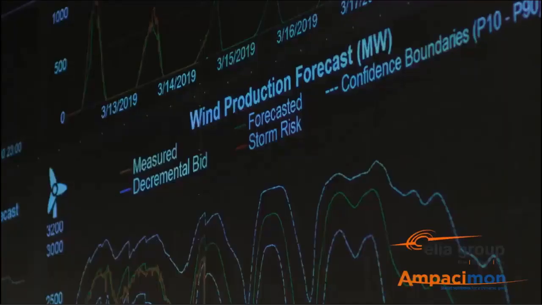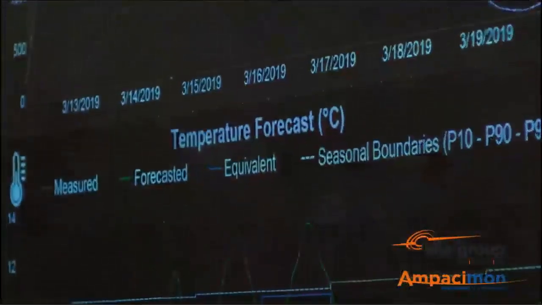What I really like about the Ampacimon technology, certainly if you compare it with other technologies, is that it actually measures the sag of the line. So it's very reliable, because other technologies might forecast or use algorithms taking into account weather, solar radiation, things like that. But it's always an estimation, it's an algorithm. And Ampacimon really measures the sag of the line, and it takes into account all parameters, even if you don't know it. So that's what I really like about the technology.